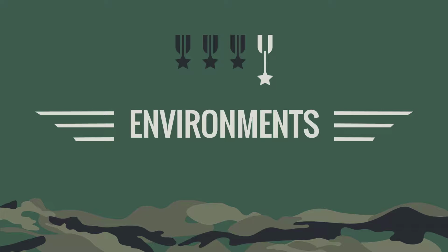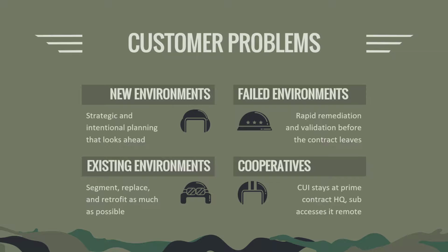And a little bit about your environments. I want to talk about environments, aka customer problems. There's a couple of different ones here. These are the 4 environments, as I could classify them, that the contractors will fall into. Number 1 is new environments. Since you know you're going to have to be CMMC compliant to some level eventually, you need to have strategic and intentional planning when you're creating this new environment. For an existing environment, wow, I've got this new compliance coming. We're going to have to segment, replace, and retrofit as much as we possibly can. For failed environments, there is some window for remediation, but it's better not to get there in the first place. And if you are doing remediation, you need to do it in a hurry before the contract leaves.